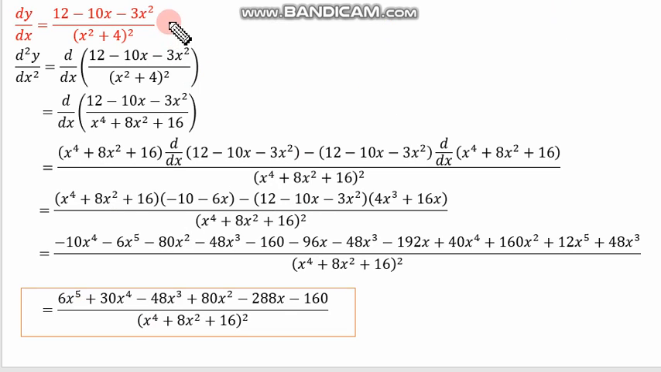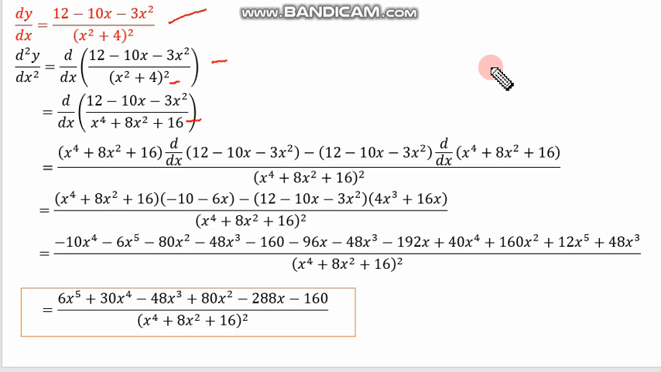So using the first derivative of the function, which is 12 minus 10x minus 3x squared all over x squared plus 4 quantity squared, we will get the second derivative of the function. Okay, so the same principle, using the quotient rule, we will get the derivative of the function. So the second derivative is equal to the derivative of the first derivative of the function. So first we will expand the denominator. So x squared plus 4 quantity squared is equivalent to x raised to the 4th plus 8x squared plus 16.